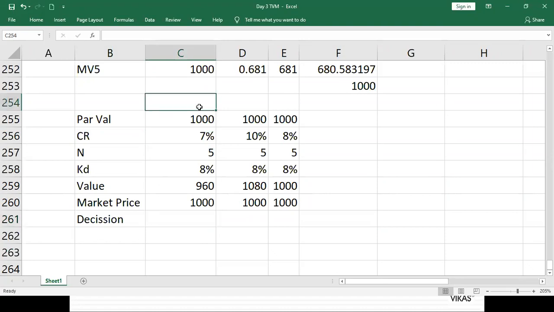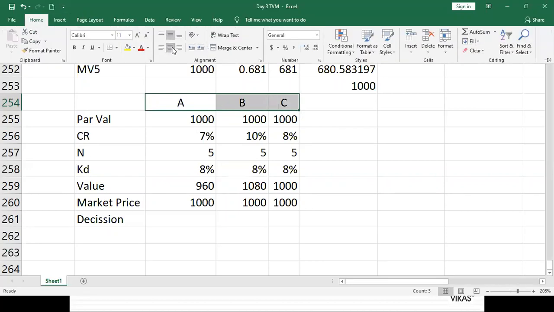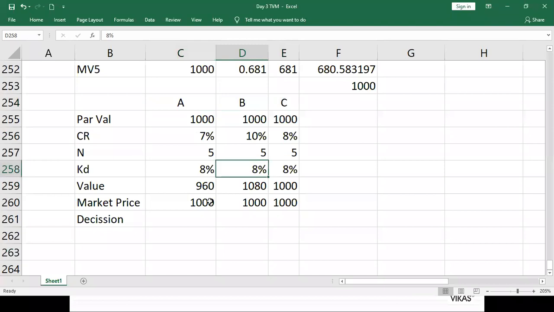This is bond A, bond B, bond C. Yes, there are 3 types of bond, A, B, and C. Do you buy bond A? The market price was 1000, but its real value, implicit price, real value is 960. What will be your decision? Will you buy the bond or will you sell the bond?